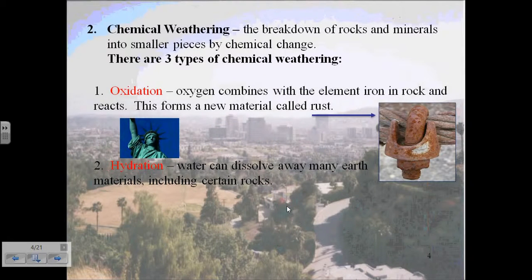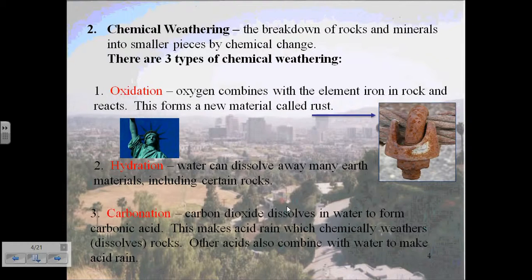Now, there are three types of chemical weathering, and they include oxidation, hydration, and carbonation. Now, chemical weathering itself refers to the breakdown of rocks and minerals into smaller pieces by chemical change. Now, the key word for chemical weathering is that there is a chemical change. And what that means is that the rocks no longer maintain the same identity that they had before the chemical change. So there are three examples of this that I have provided. One is oxidation, the other is hydration, and the third is carbonation.